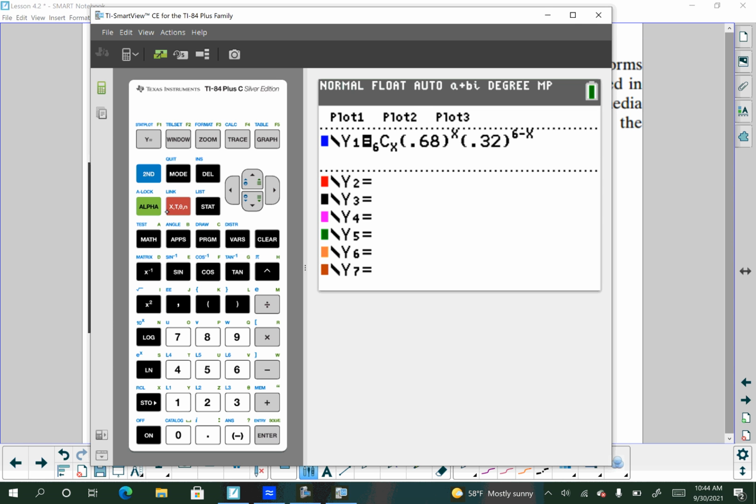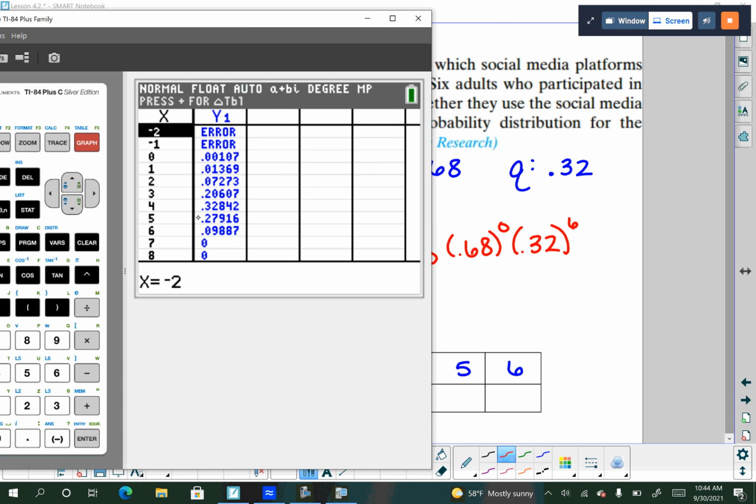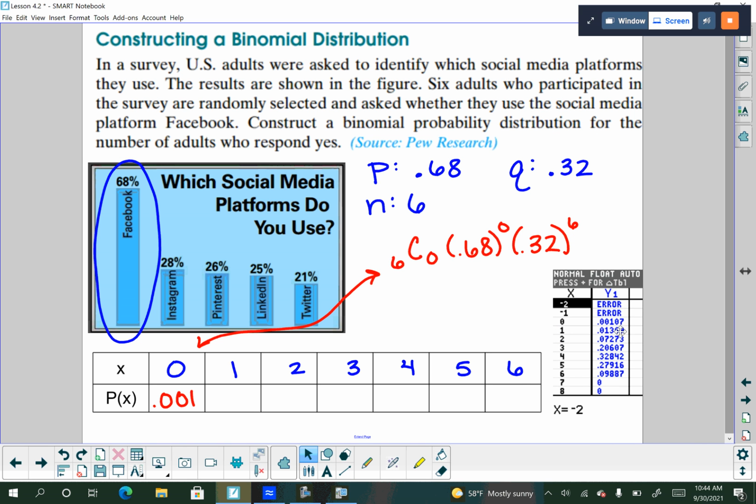So it takes a minute to type in. You might want to put this on your paper, by the way, so you remember how we type this in. But now if you go to table, it'll do all the probabilities for you. And you can see it doesn't have any answers below 0 and bigger than 6 because it's not possible to have any combinations if your n is 6 beyond those numbers. So then you can fill your table out really quickly. Okay, so probably on your paper, write down how you type that in y equals in your calculator. I will do that. Move that guy over so I can see it. Everybody get that okay?